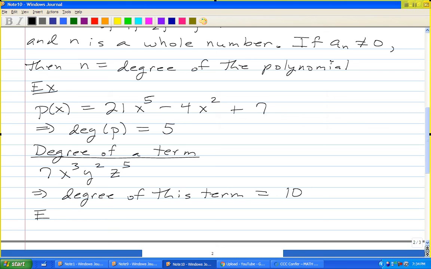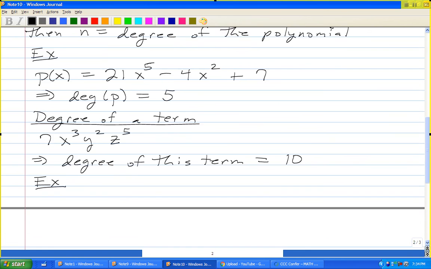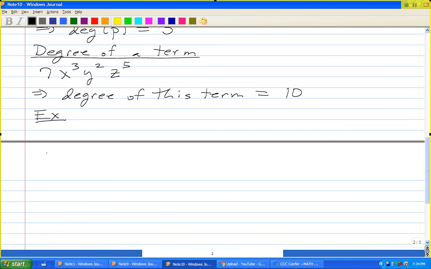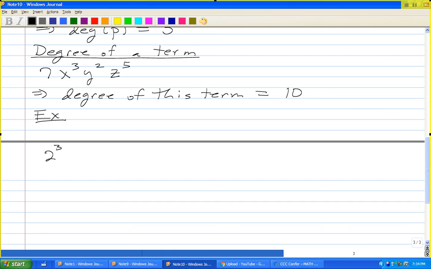Let me give you another example. Two cubed x to the fourth y. Then the degree of this term is found by only looking at the variable parts and adding exponents. 4 plus 1 is 5. I don't worry about the exponent on the constant.